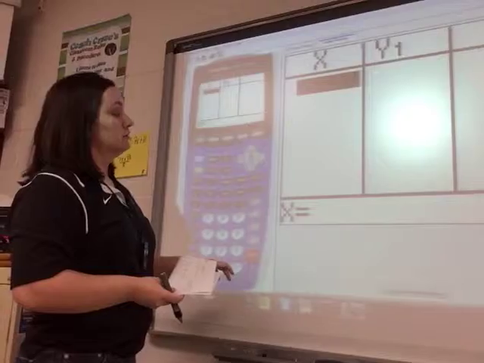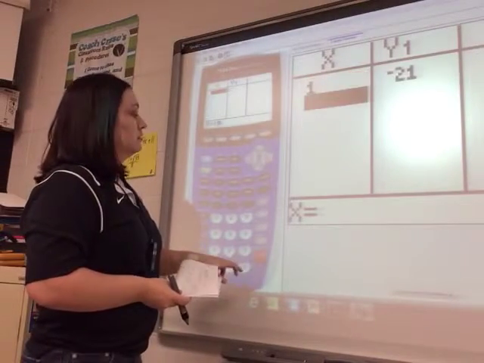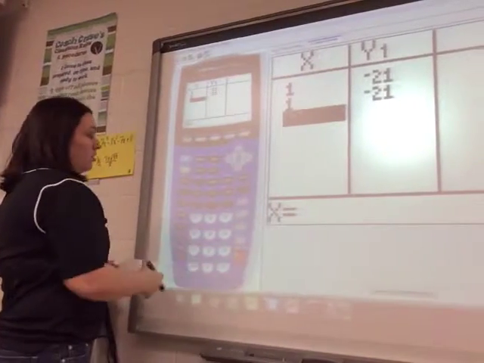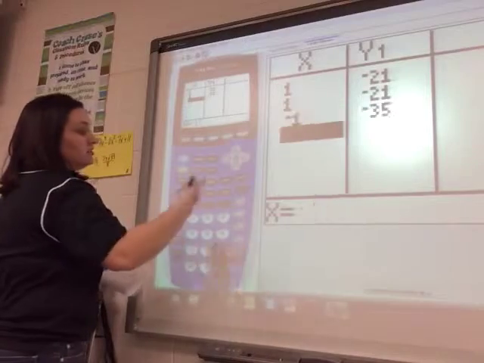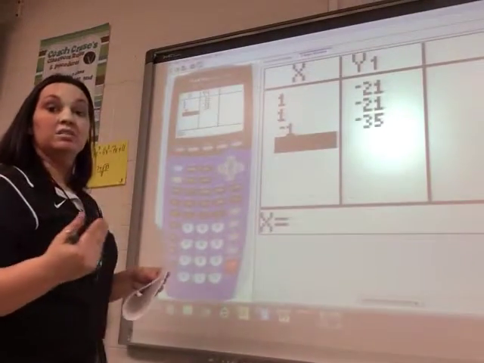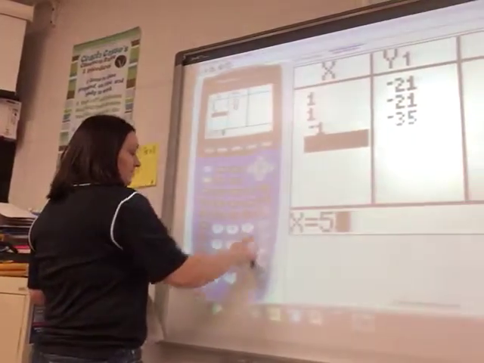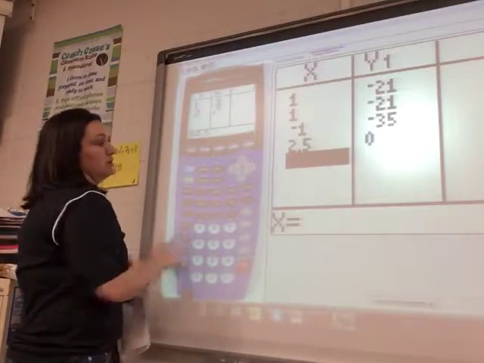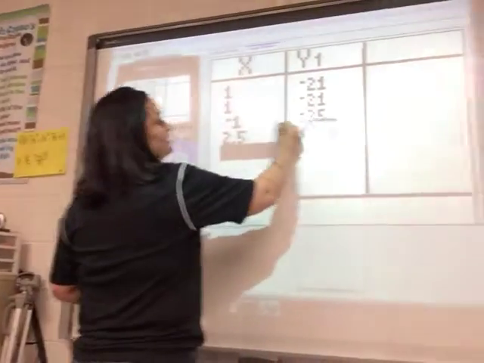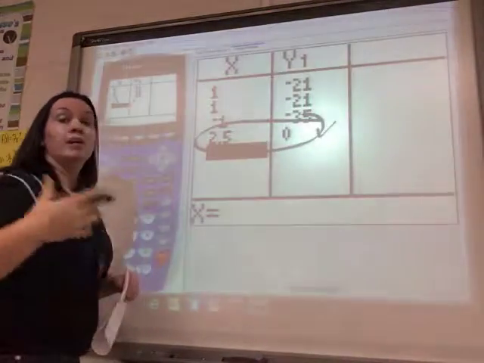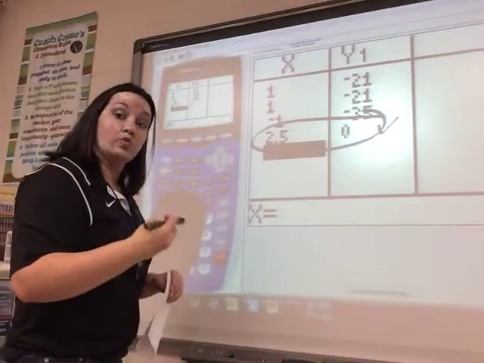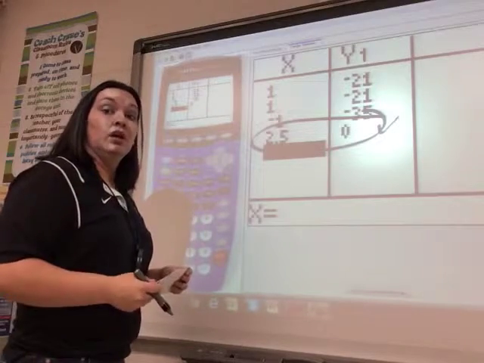1 and enter. That's not the one I want. -1 and enter. It's not the one I want. I'm going to go through my entire list until I find the one rational root that works. I'm going to test 5 halves because I believe 5 halves works. And 5 halves is my answer. How do I know that? It gave me a y value of 0. So 5 halves is a root or a 0 or a solution of this polynomial.